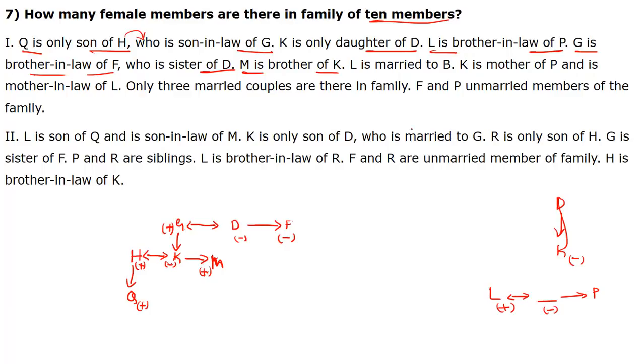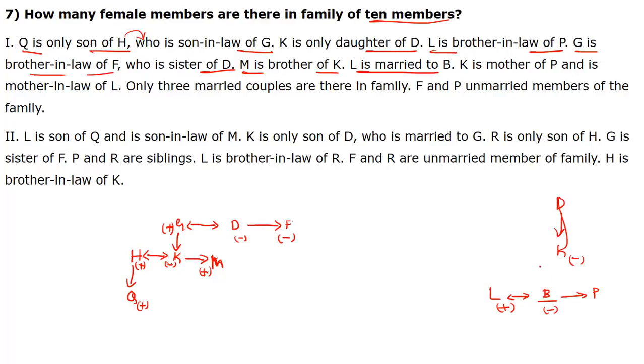Okay. The next one is L is married to B. Again, one more statement: L is married to B. So B has to be here. L is the brother-in-law of P, and L is married to B. So L, B, P: we are not able to find out where they fit, as LBP is not anywhere here.